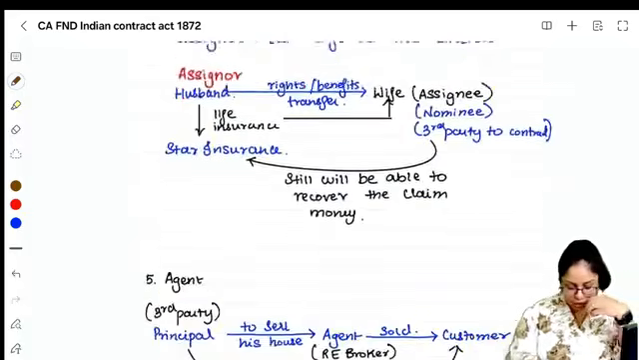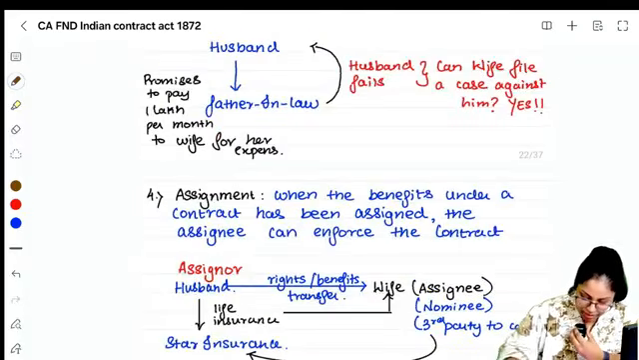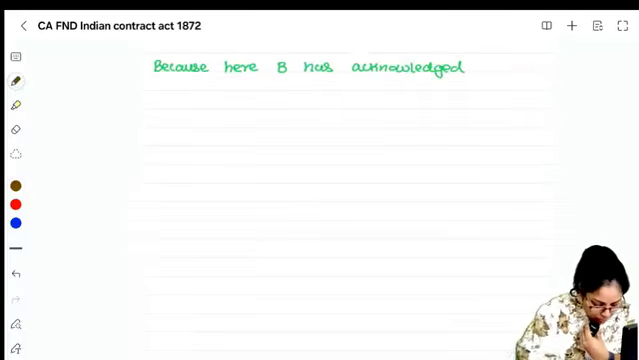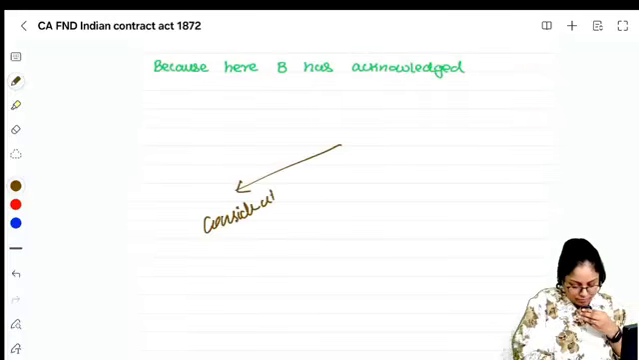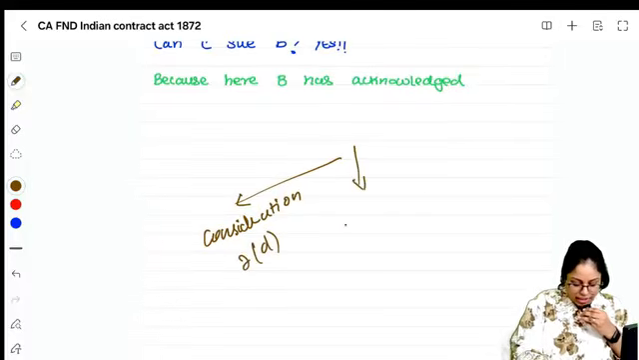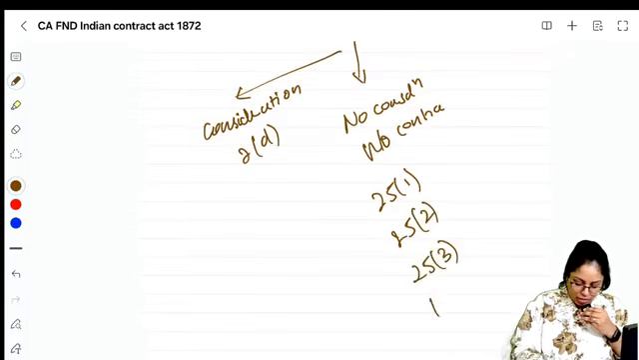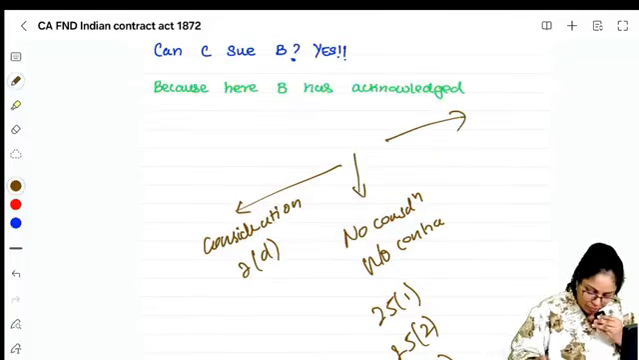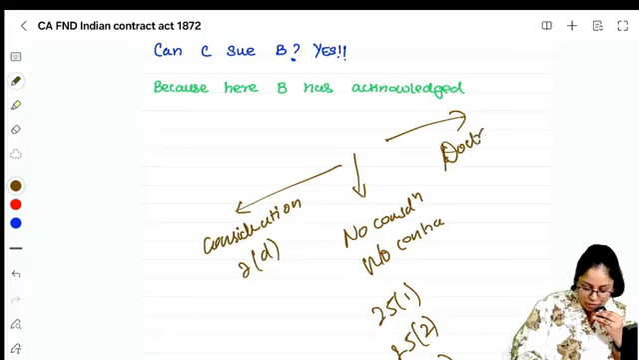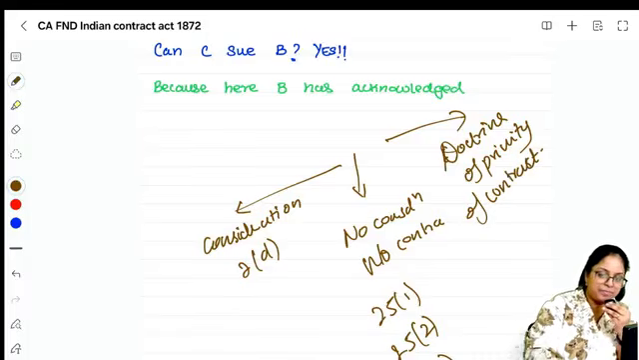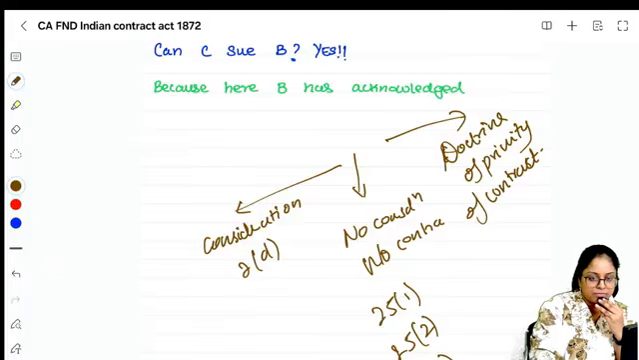Your entire unit number 2 is only 3 topics. See, there are only three in unit number 2. First is consideration as per 2(d). Next is no consideration, no contract, and its exceptions: 25(1), 25(2), 25(3), 148, 185. After that, you have the doctrine of privity of contract. There are no sections for privity of contract, only the doctrine. Is that clear? Absolutely clear. Very good.